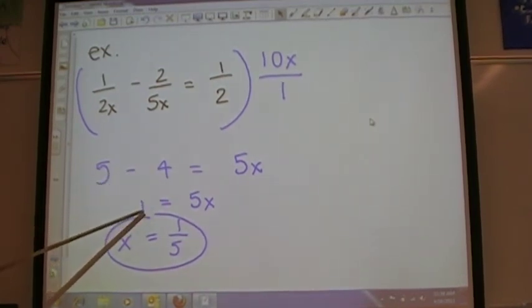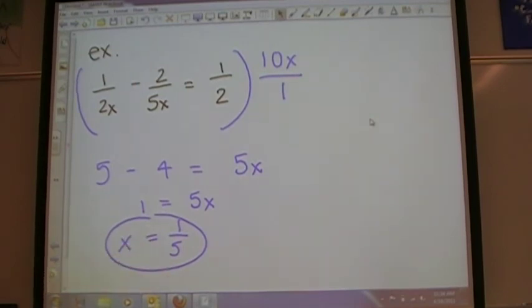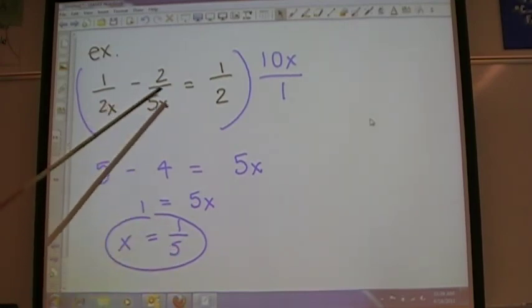5 minus 4 is 1 equals 5x. Divide both sides by 5. X equals 1/5 is your possible answer. And when you plug it back in, it does work. Alright?